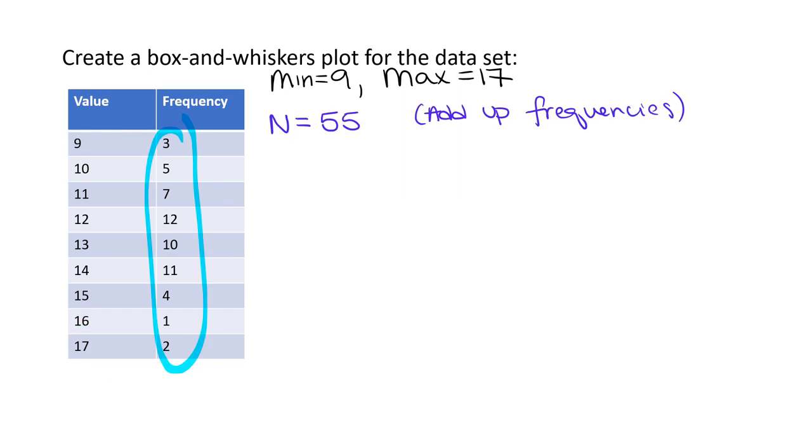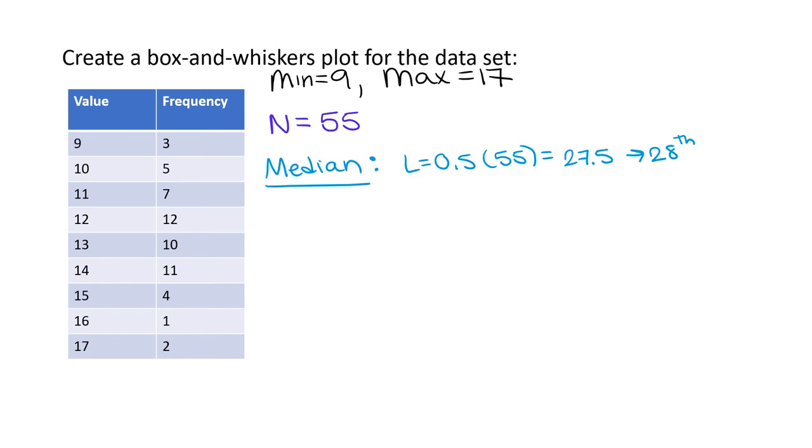And then to find my quartiles and my median, I do have to know the number of data points, and then I'll be able to compute those locators. To get the number of data points, the n, I have to add up all the frequencies. So I took 3 plus 5 plus 7 plus 12 plus 10 plus 11 plus 4 plus 1 plus 2, added up all those frequencies, and I got 55. So there are 55 values in this data set.